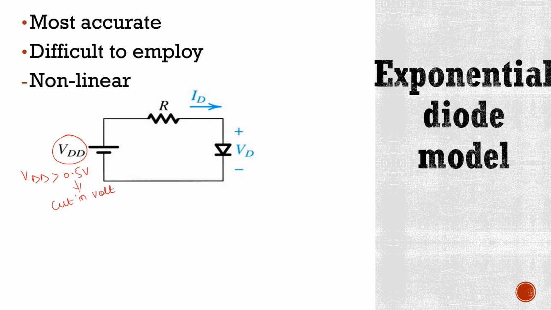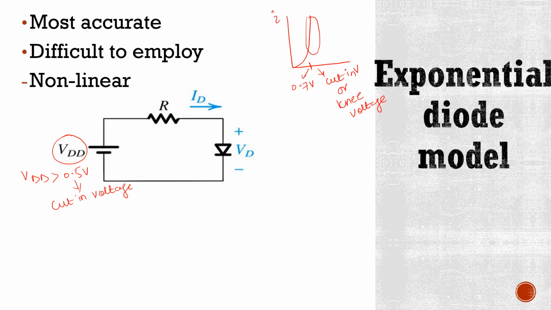Now what is this cut-in voltage? If you remember that in forward region the curve is something like this. This is current and this is voltage. So the cut-in voltage is the voltage after which the diode current rapidly increases. It means this is the point after which the current is rapidly increasing. So this is what we call cut-in or knee voltage. In silicon diodes, it is 0.7 volts.